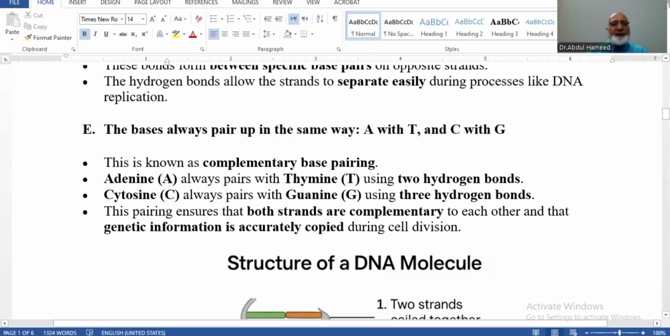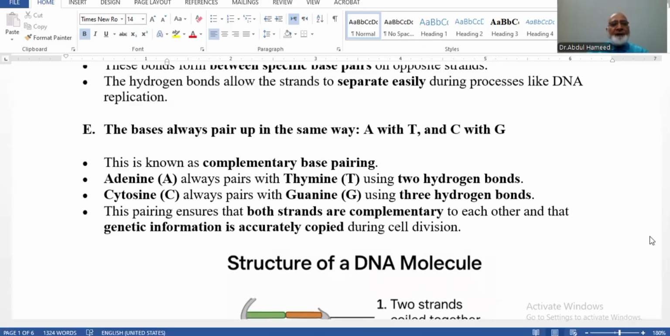The bases always pair up in the same way, that is A with T and C with G. This is very significant and important because they have much affinity with one another. A with T will form two hydrogen bonds and C with G will form three hydrogen bonds. So a DNA molecule having a greater proportion of C and G will be more stable. This is known as complementary base pairing.